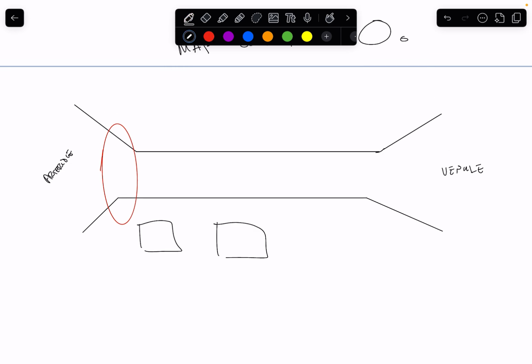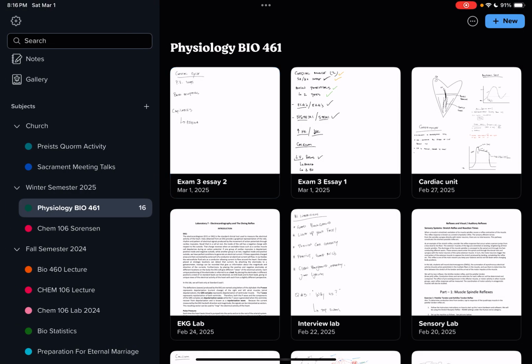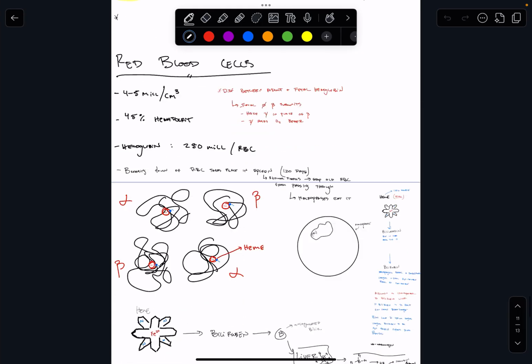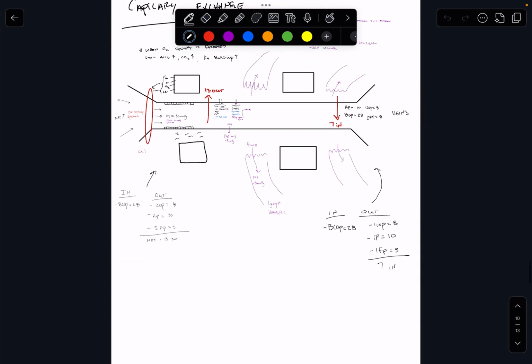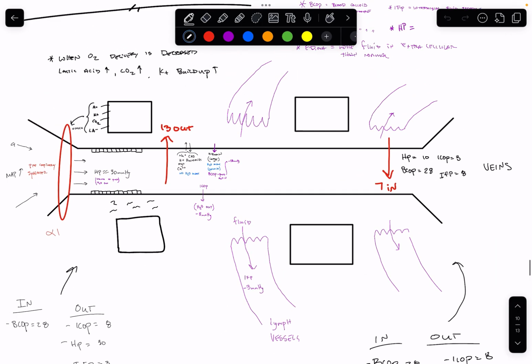Let's say these are some cells that are just right outside the capillary. These could be skin cells, like endothelium or whatever. Anyway, I'm going to go back to my other notes real quick and review what I learned. So essentially what I was drawing there, I'll just use this to explain what's going on.